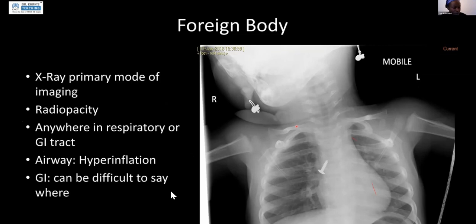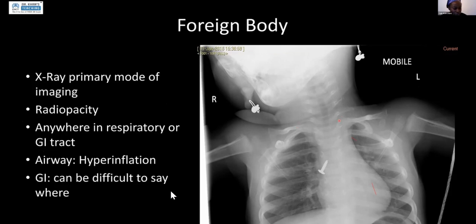And they can be anywhere within the respiratory and the GI tract. So if there's a very strong suspicion of a foreign body, you have to go hunting for it. If the initial radiograph of the chest or abdomen is negative, then do a radiograph of the other part of the body just to see if you can find a foreign body.